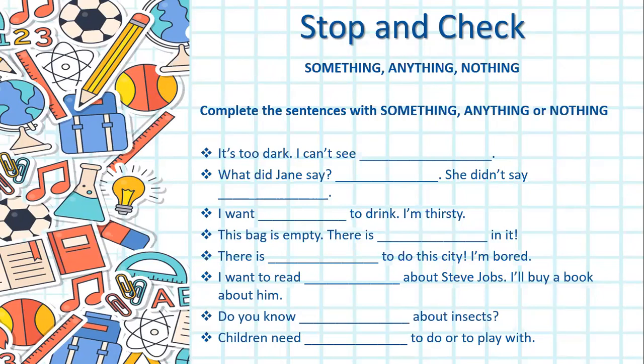So I'm bored. There is nothing to do in this city. I want to read something about Steve Jobs. Yes, something, you are right, because this is about Steve Jobs. I'll buy a book about him. Do you know anything about him? Of course, anything.